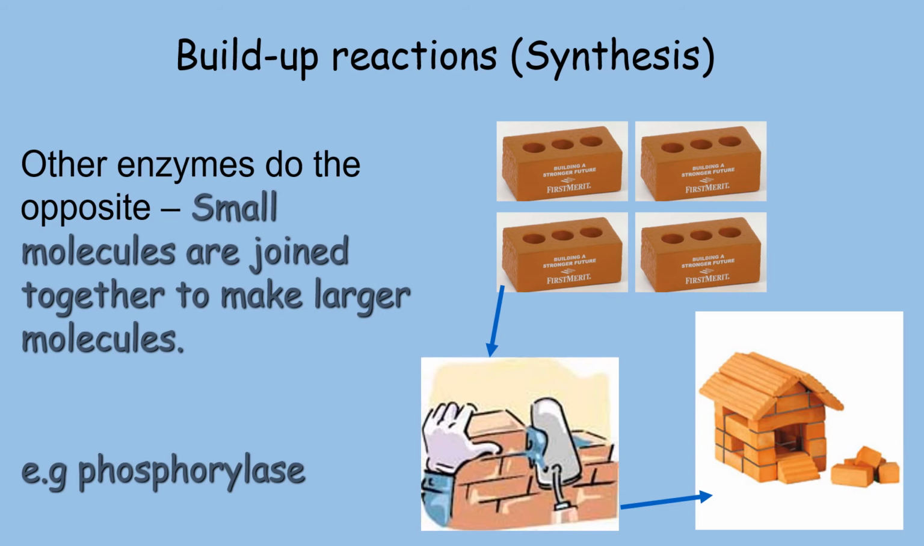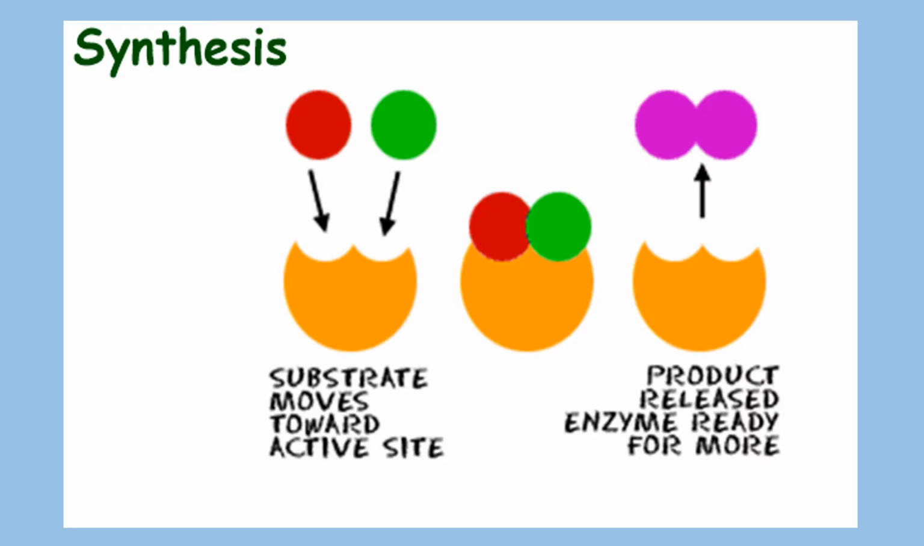So we've looked at a lot of degradation reactions, where the substrate becomes smaller. So this time we're looking at the opposite. Other enzymes do the opposite. Small molecules are joined together to make larger molecules. This is called your build-up reaction, your synthesis reaction. So building things up. And we're going to look at the one enzyme that you need to know, which is phosphorylase.